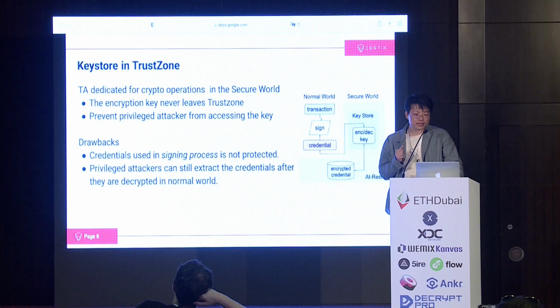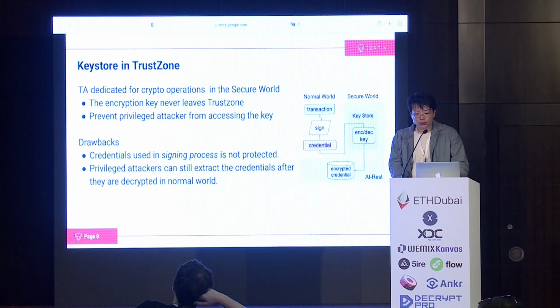One well-known trusted application deployed in Trust Zone is called Keystore, or Keymaster. Keystore is dedicated to cryptographic operations in the secure world, with the encryption key never leaving the Trust Zone. This prevents privileged attackers from accessing the encryption key.